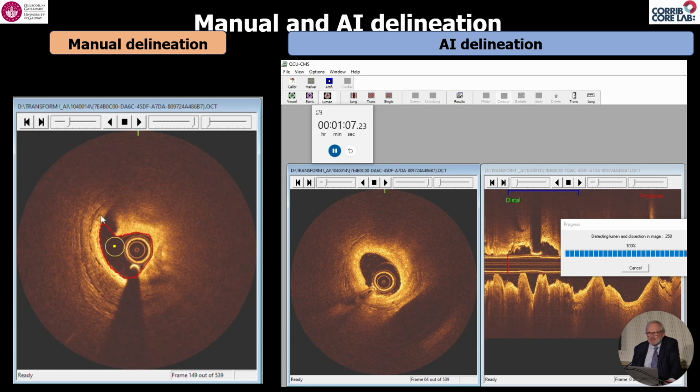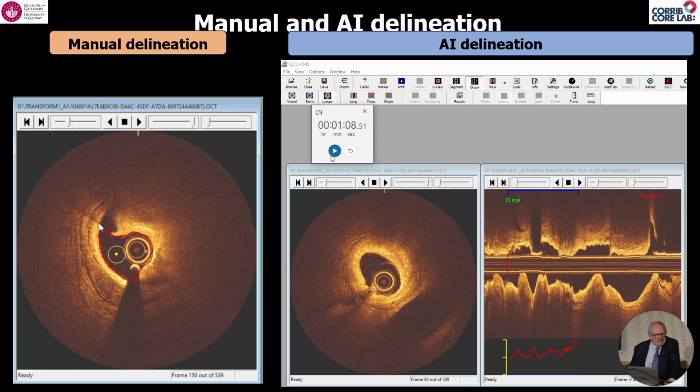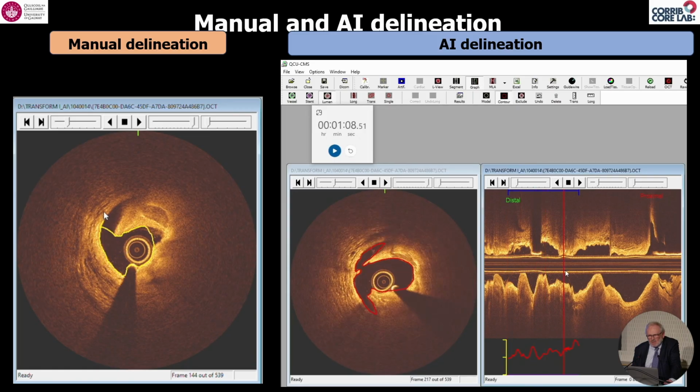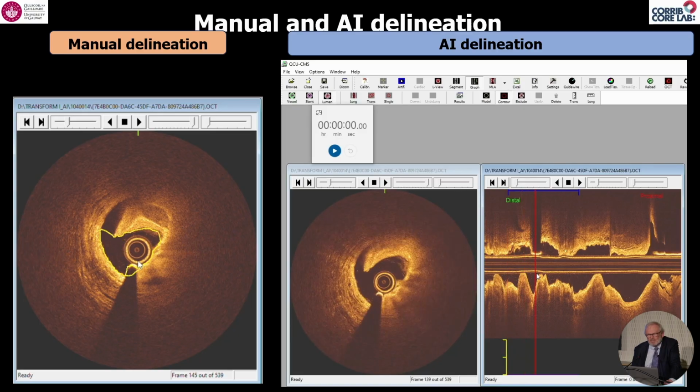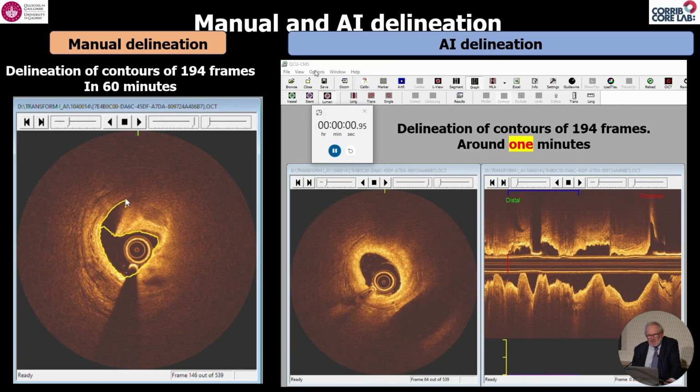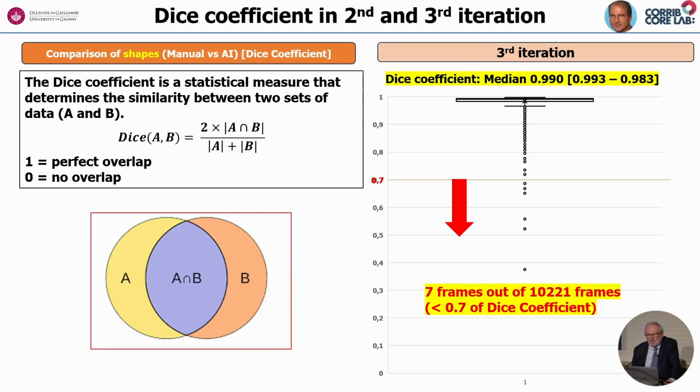I will show you that by quantifying exactly the lumen of this vessel post-predilatation and pre-drug coating balloon. You see the quality of the contour there made by the AI. Why am I telling you that it's good quality? Because, as I said, 60 minutes versus 1 minute.